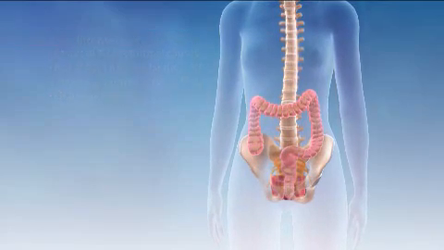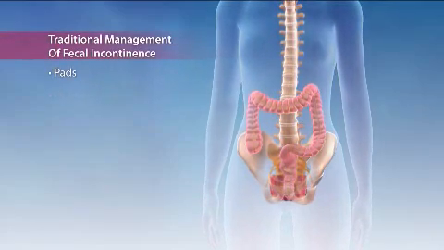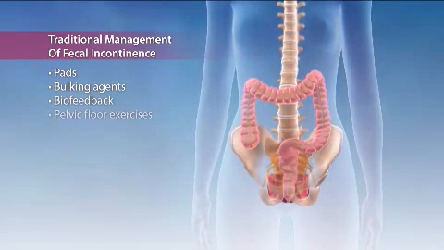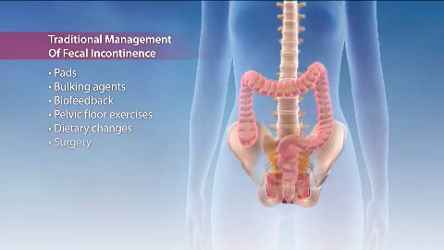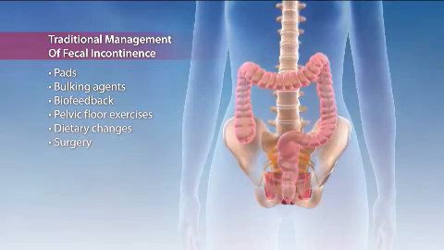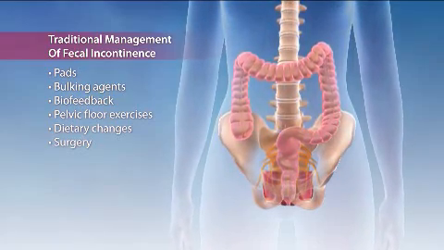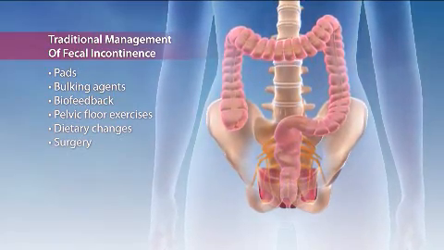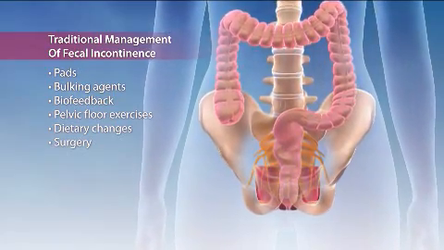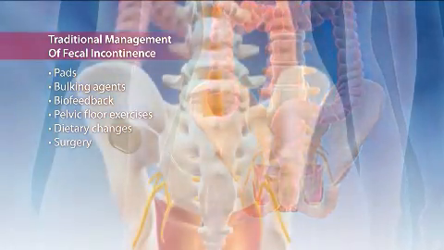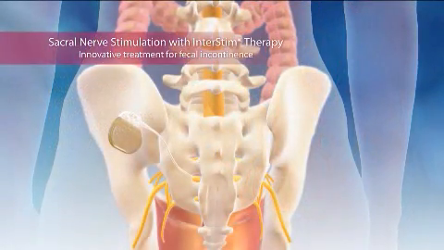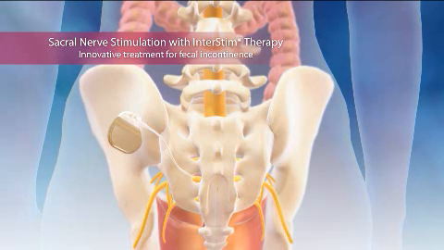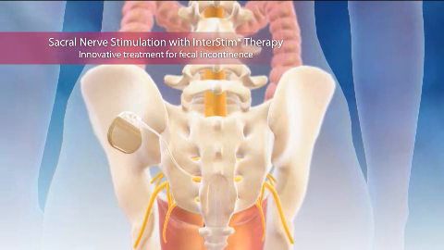Traditional initial management of fecal incontinence includes pads, bulking agents, biofeedback, pelvic floor exercises, dietary changes, or surgery, particularly to the anal canal or sphincters. While these approaches may alleviate fecal incontinence for some, they are not effective for everyone and may not address the causes of FI. Sacral nerve stimulation with Interstim therapy may be an effective treatment for patients with fecal incontinence.